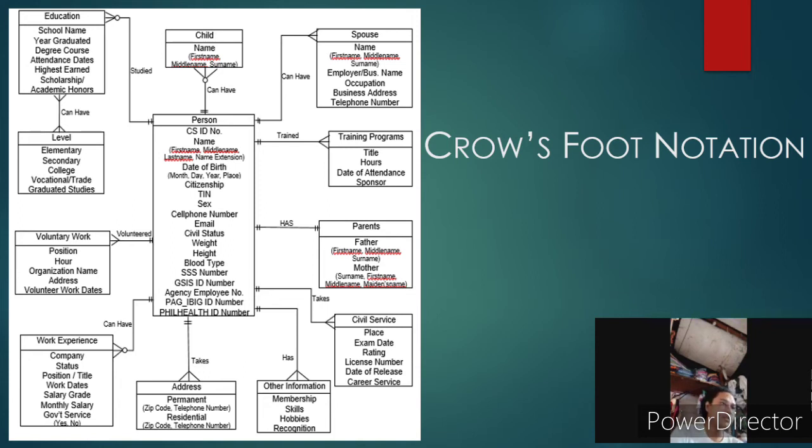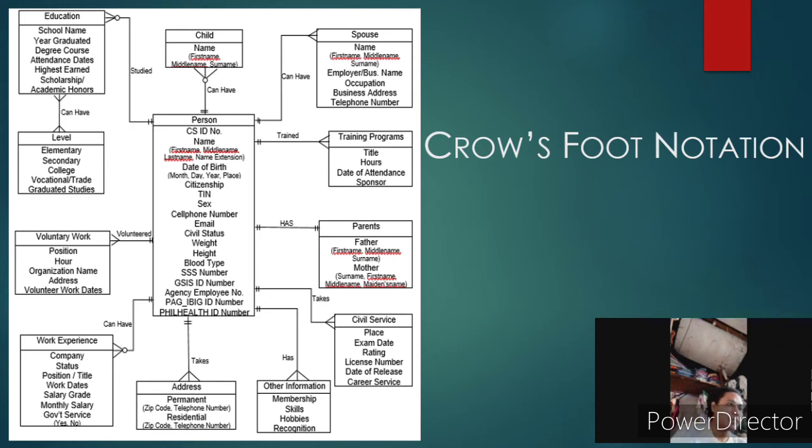The entity person also has an address. The address can also be an entity, and it has two attributes. The first one is permanent. The permanent has multi-valued attributes: zip code, telephone number. The second one is residential, with zip code and telephone number.